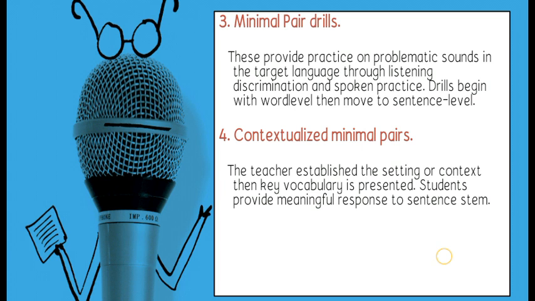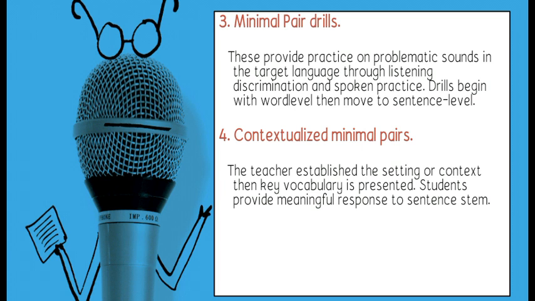Then the fourth one is the contextualized minimal pairs. The teacher establishes the setting or context, then key vocabulary is presented. Students provide a meaningful response to a sentence stem. For example, the teacher will ask, is it a lemon tree? Then the students will answer, no, an orange tree. So in this kind of technique, the students provide the response to the established setting given by the teacher.